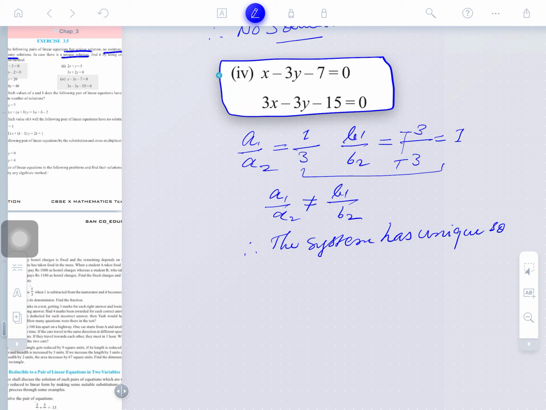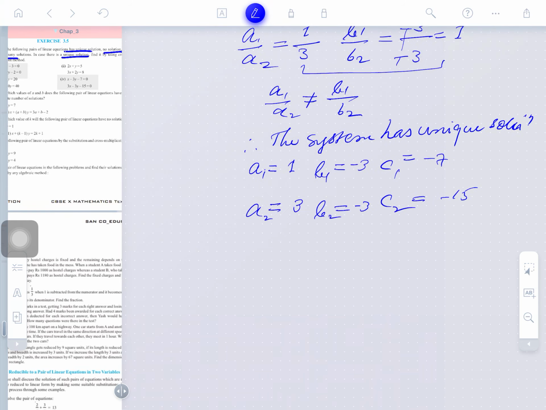If the system has a unique solution, then we find it by the cross product method. So I'm telling the cross product method. First we have to note down the coefficients a1, a2, b1, b2, c1 and c2. What is a1? 1. What is a2? 3. Then minus 3, minus 3, this is minus 7, and this is minus 15. You may see this or not? So I'm telling this.